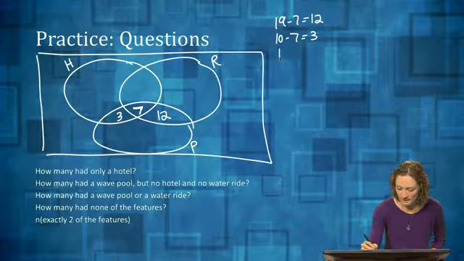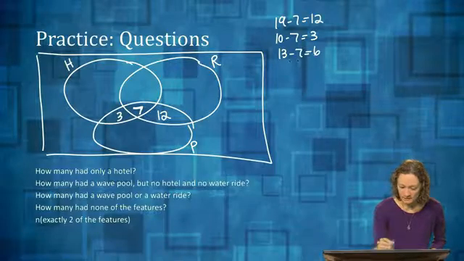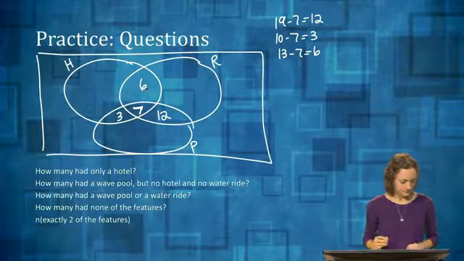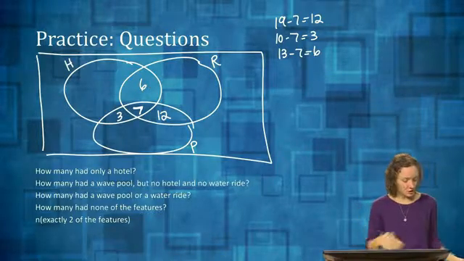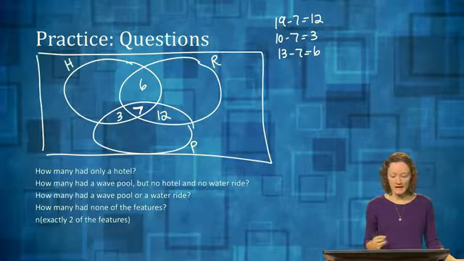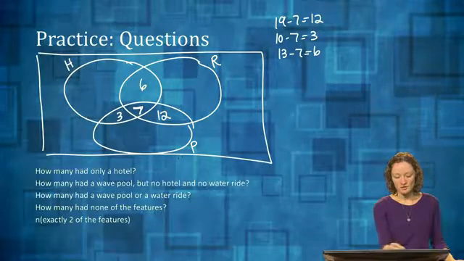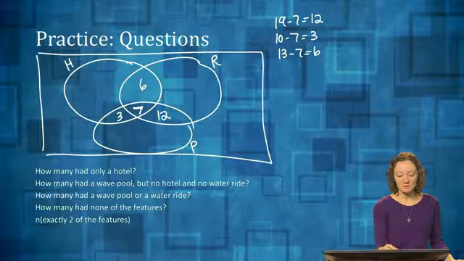So again, we've already counted the 7, leaving us 6 in this piece. Where it gets a little trickier, we move up to the next piece of information. 38 had a wave pool. So this entire circle represents wave pool. There are 38 different amusement parks listed here.